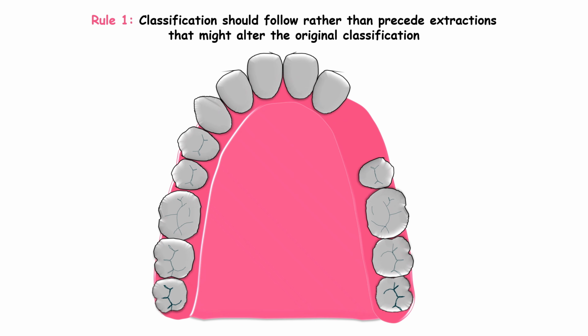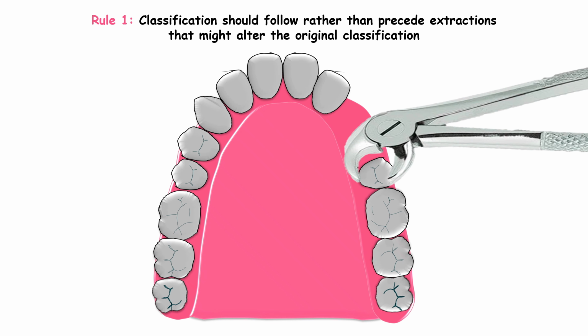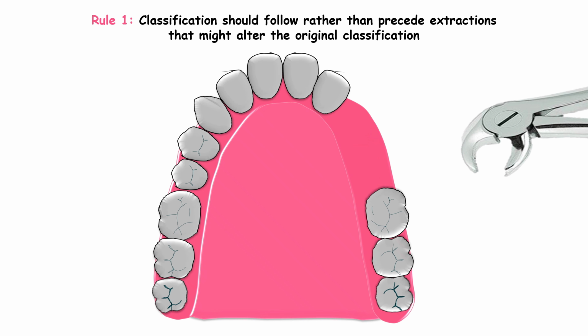Rule 1 states that classification should follow rather than precede extraction that might alter original classification. Here, the classification should be done after extraction of teeth which are periodontally weak or for any other reason. After extraction, the classification should be based on remaining teeth and the new edentulous spaces, not the original dental situation.